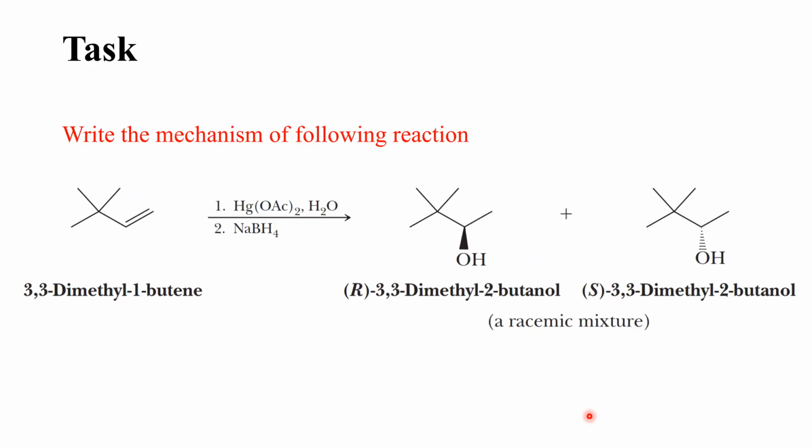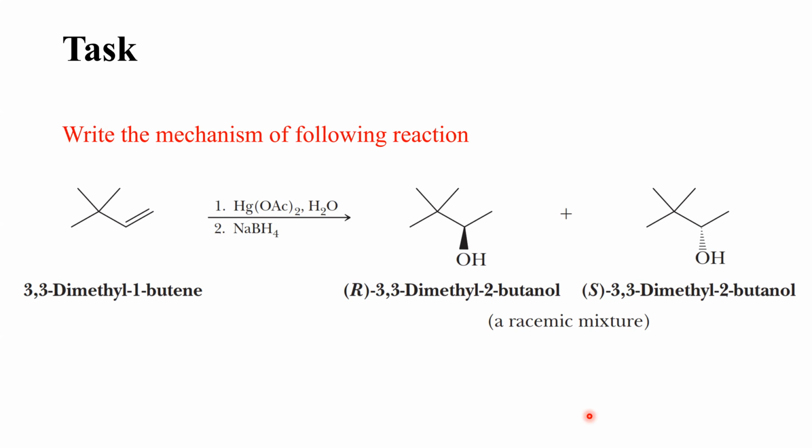Now, the task is that you have to write the mechanism of the following reaction. I have mentioned the product in the same way, that there is a racemic mixture. So the overall product is the alcohol. The conditions are the same. Now you can easily draft the mechanism, the different steps this alkene will go through, and how it converts from the alkene to the alcohol.